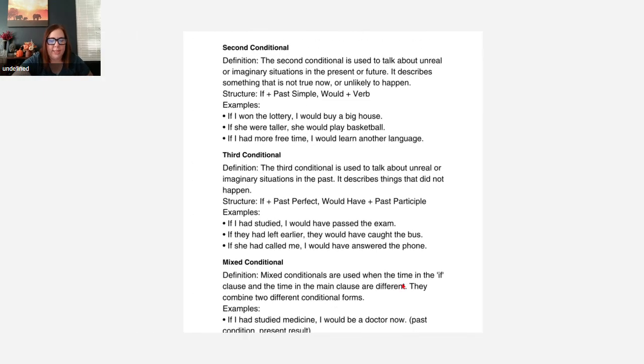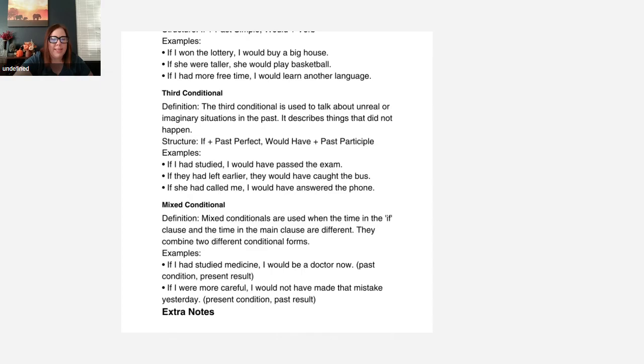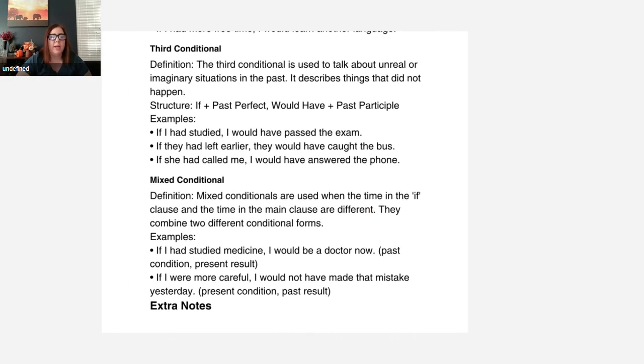All right, let's talk about mixed conditionals. This is when the if clause and the time in the main clause are different. They combine two different conditional forms. We're mixing them together. So for example, if I had studied medicine, I would be a doctor now. So this is a past condition and also the present. If I had studied medicine, I would be a doctor. I wouldn't be a computer engineer. So it would be what I'm talking about right now.